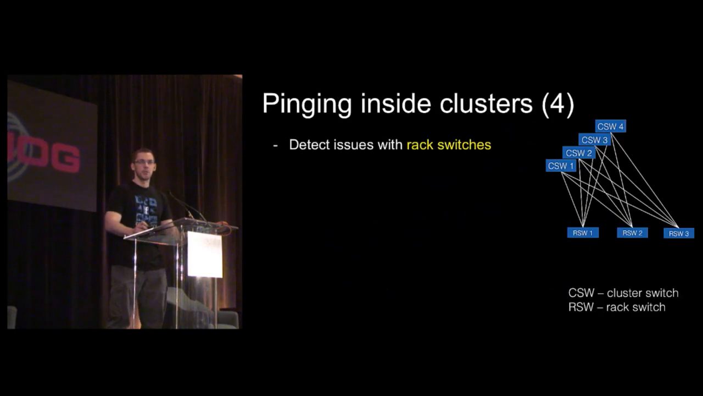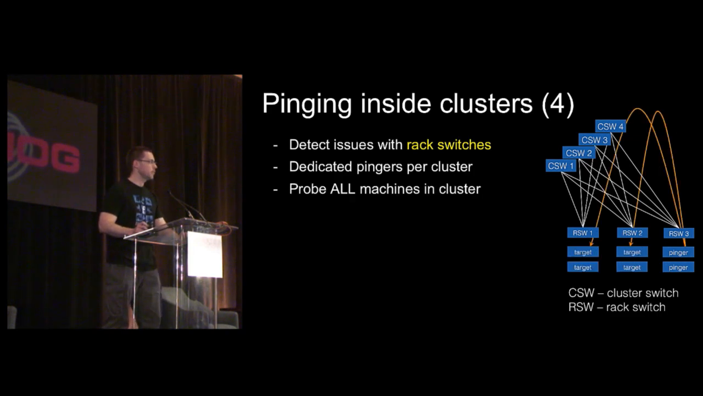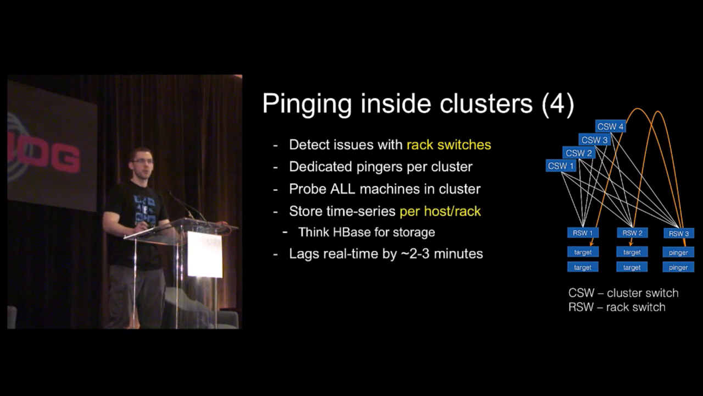So first of all, I mentioned we don't really care about machines inside the cluster, but we still keep track of their health. This picture shows you the layout of a single cluster with 4 cluster switches and multiple rack switches. Inside each cluster, we run pinger processes on some machines, but we actually probe every machine in this cluster. What this gives us is time series of packet loss per machine and per rack. It's a very large volume of data, and this gets stored into the HBase backend. This data isn't real time. It lags by probably a few minutes, but we mostly use this for historical investigations.